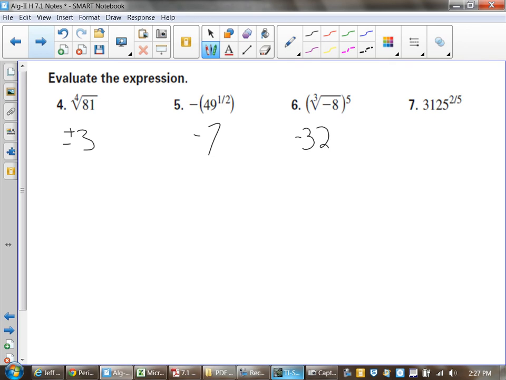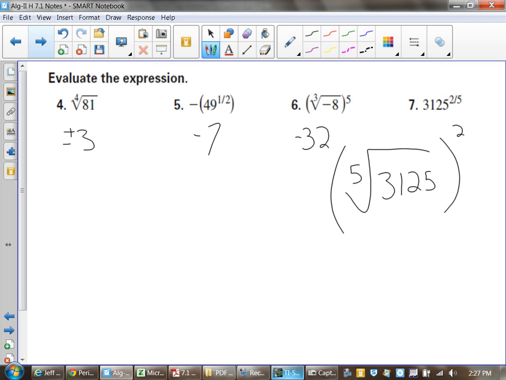Now, take a second and think about the last one. 3,125 to the 2/5 power. So what you have to do is use the formula. Find the 5th root of 3,125, and then you square it. Oh, okay. So use just properties of the numbers that you know without the calculator.